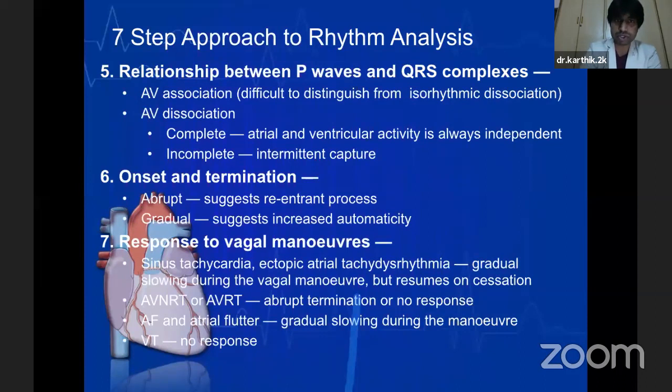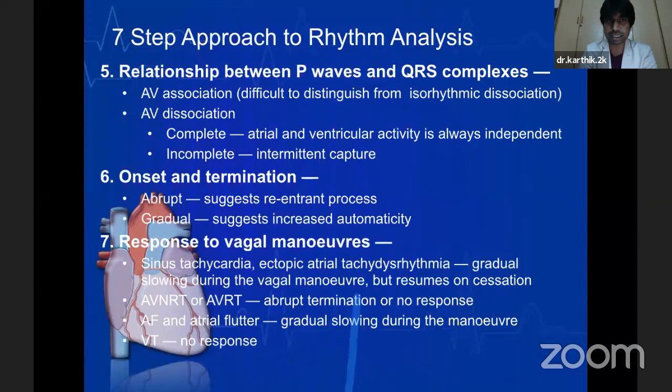Now, the fifth point you should understand while analyzing an ECG for rate and rhythm is the relationship between the P and QRS complex to know, especially in case of bradyarrhythmias, whether there is any AV dissociation. So when we talk about heart blocks, we know that PQRS relation, we have grade 1, first degree, second degree, and third degree heart blocks.